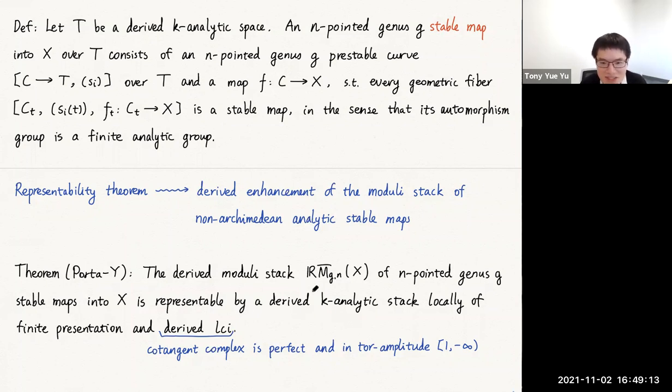Let me just read the whole statement. The derived modular stack, which we denote by R M bar g,n(X), of n-pointed genus g stable maps into X, is representable by a derived K-analytic stack, locally of finite presentation, and furthermore, it is derived LCI, which means that the cotangent complex is perfect and is in tor amplitude from 1 to minus infinity.